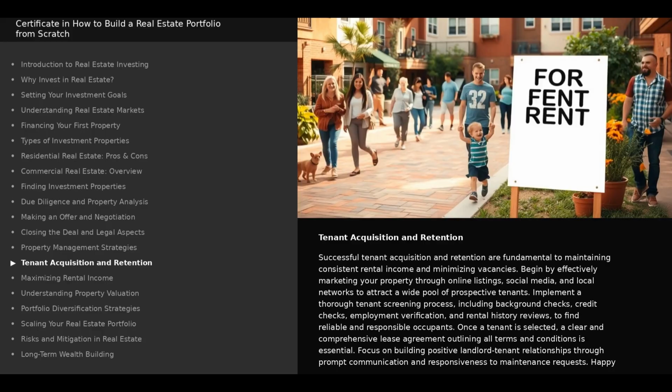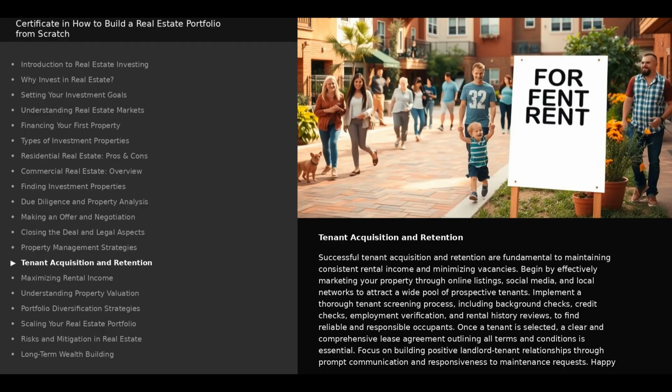Tenant acquisition and retention. Successful tenant acquisition and retention are fundamental to maintaining consistent rental income and minimizing vacancies. Begin by effectively marketing your property through online listings, social media, and local networks to attract a wide pool of prospective tenants. Implement a thorough tenant screening process, including background checks, credit checks, employment verification, and rental history reviews, to find reliable and responsible occupants.